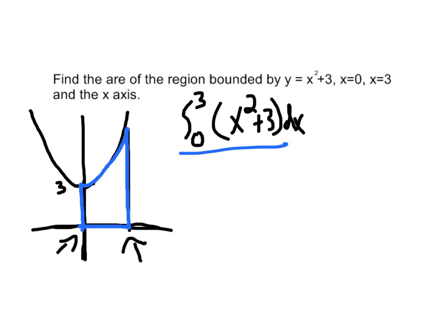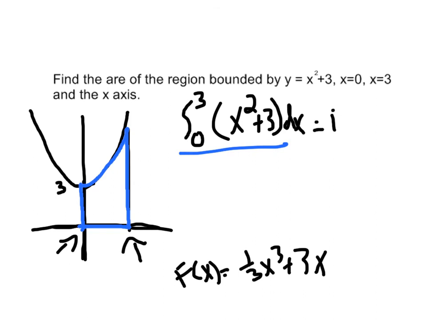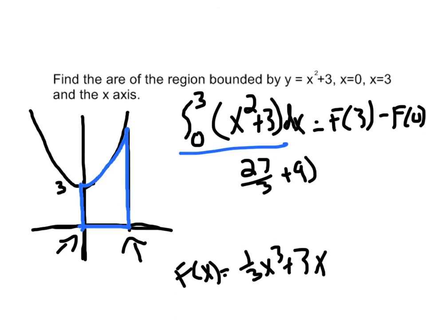I can pretty easily find that big F of x is equal to 1/3 x cubed plus 3x. And I can plug in, so this is going to be equal to big F of 3 minus big F of 0. Big F of 3 would give me 27/3 plus 9. Big F of 0 would give me 0. So the area bounded is equal to 18.